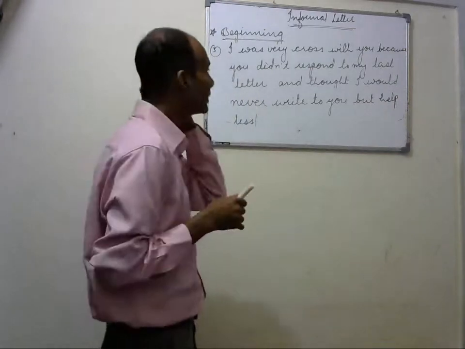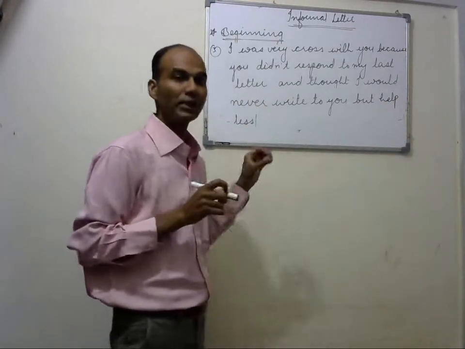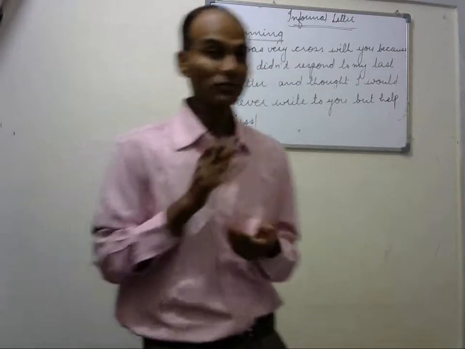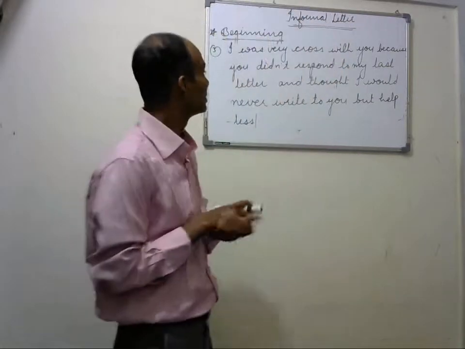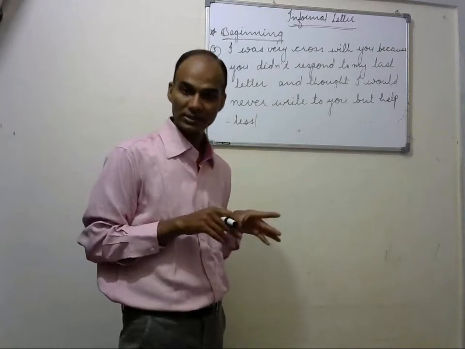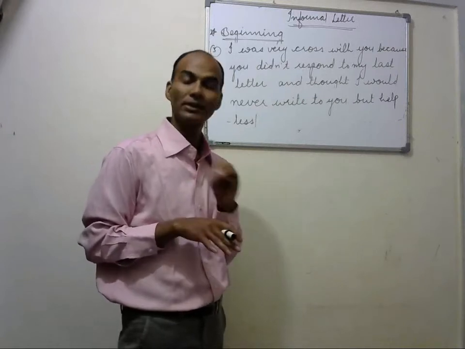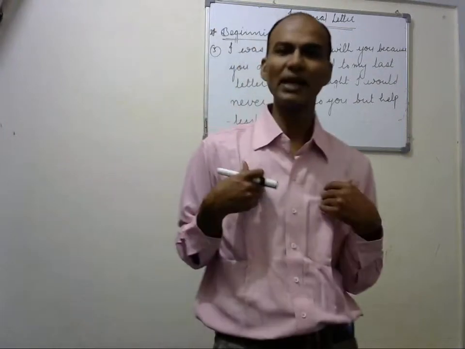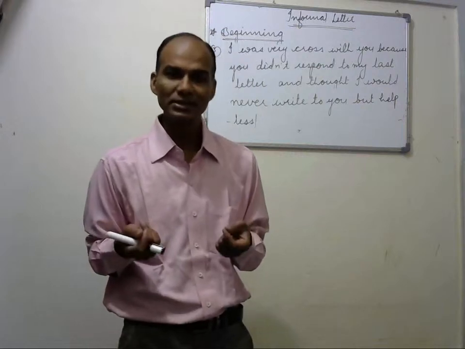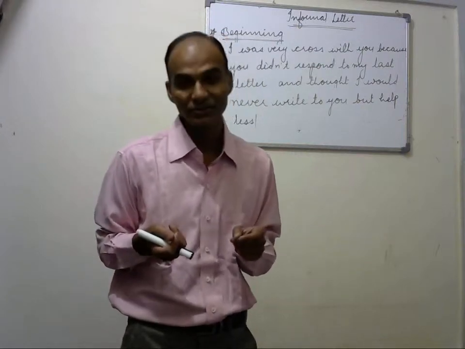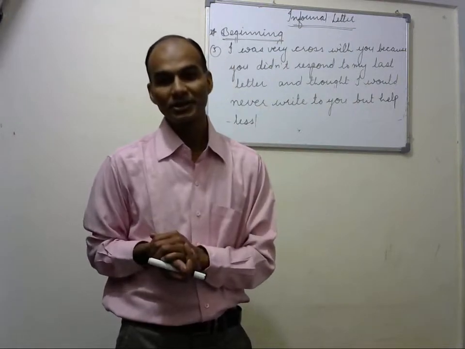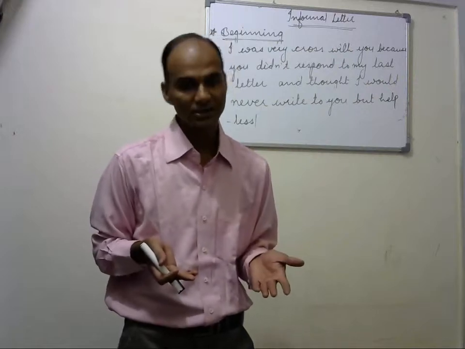So here we have given it a very different beginning. I've written I was very cross with you. It means I was quite angry with you, and the reason that you did not respond to my previous letter, my last letter, and so I thought I would never write to you, but helpless. But helpless because I can't help sharing my feelings with you, and that's why I'm writing to you again. So there can be a beginning like this.